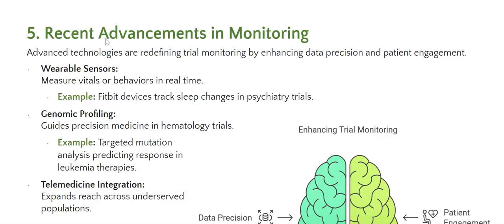The recent advancements in monitoring, as we have advanced technologies, are redefining trial monitoring by enhancing data precision and patient engagement. So one of the advancements, we have wearable sensors measuring vitals or behaviors in real time. For example, Fitbit devices, as one example, track sleep changes in psychiatry trials. Another recent advancement: genomic profiling guides precision medicine in hematology trials. Example: targeted mutation analysis predicting response in leukemia therapies.